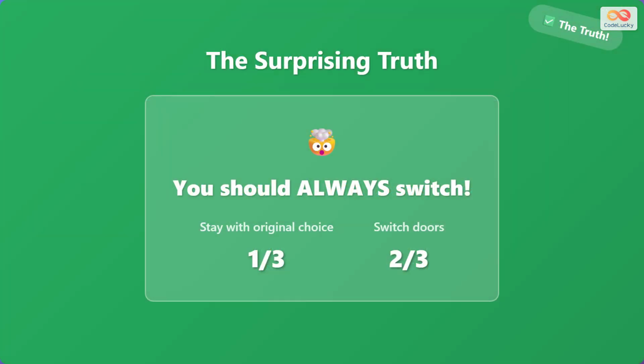Here is the surprising truth. You should always switch. If you stay with your original choice, you have only a 1/3 chance of winning. But if you switch doors, your odds increase to 2/3.